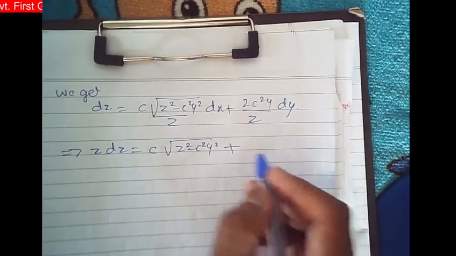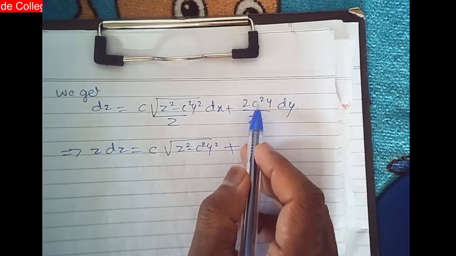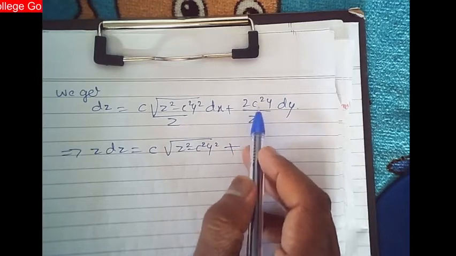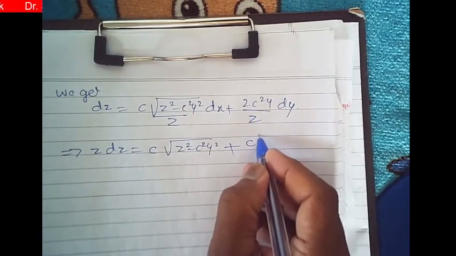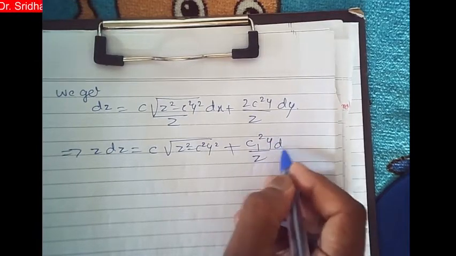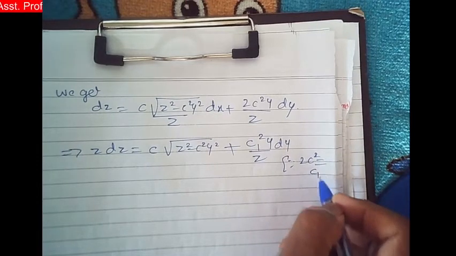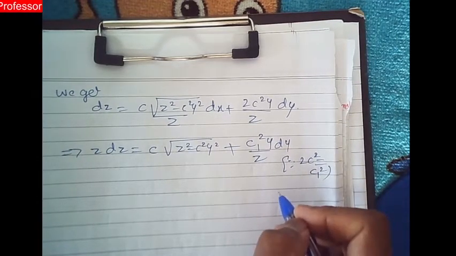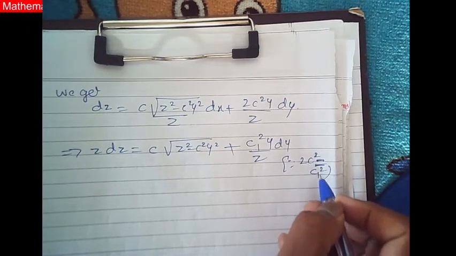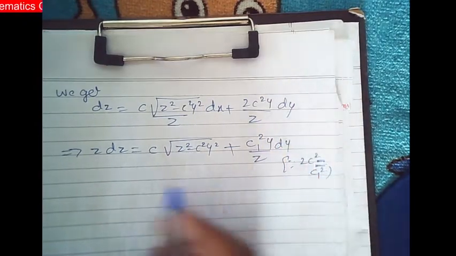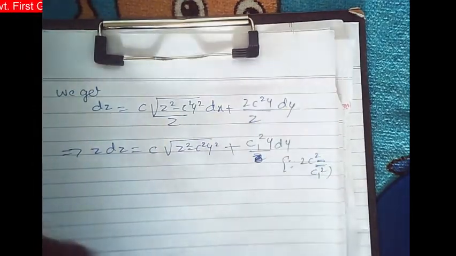now this 2 is constant, and c square is constant, right? The product of two constants is again a constant. So let us take this 2 into c square as c1 square, y by z dy. So you can write here 2c square is equal to c1 square. Then we will get this equation, and here z will not come because we have taken z common.